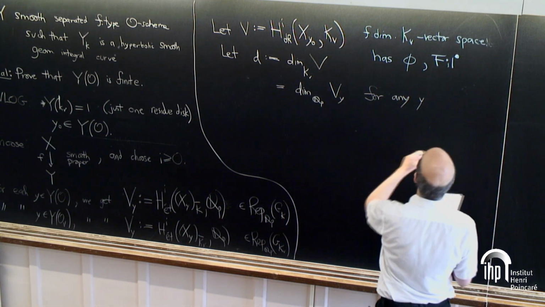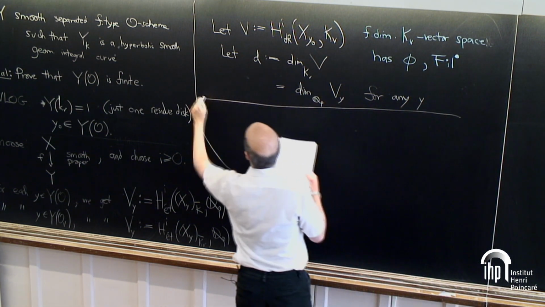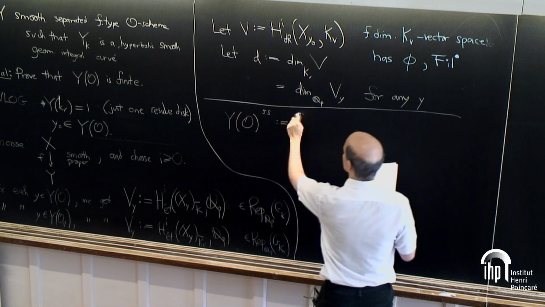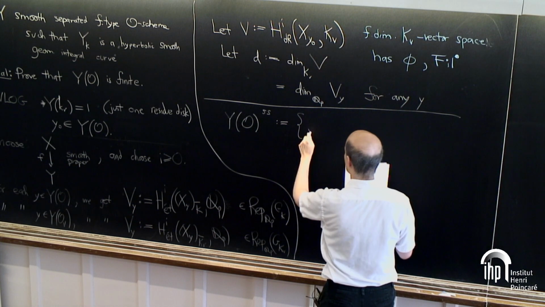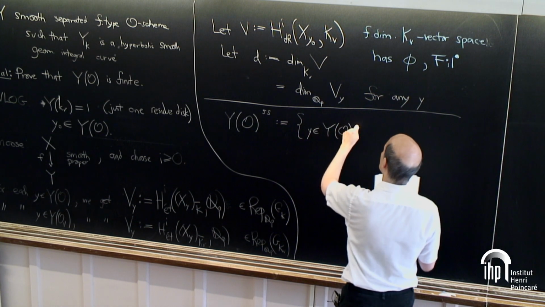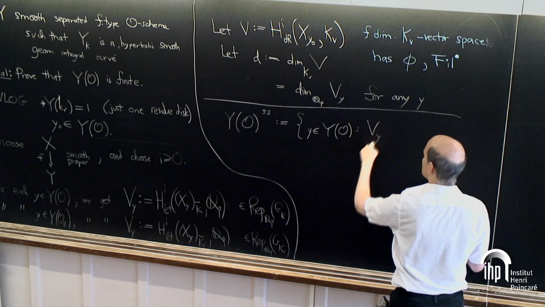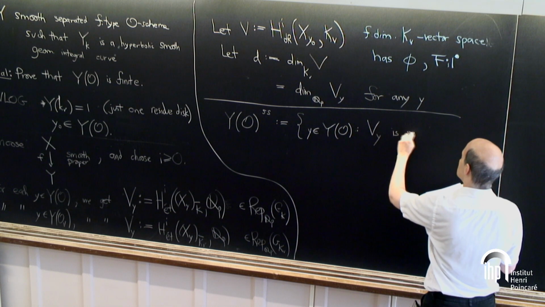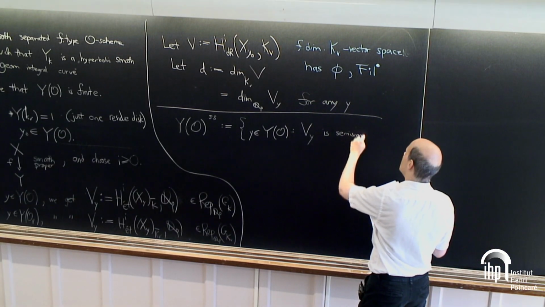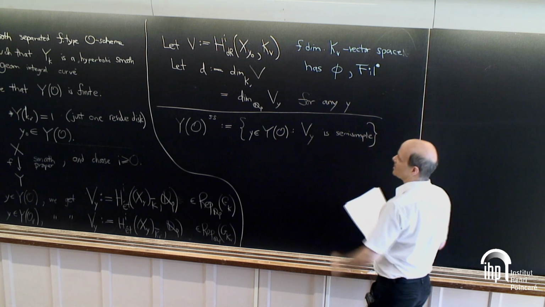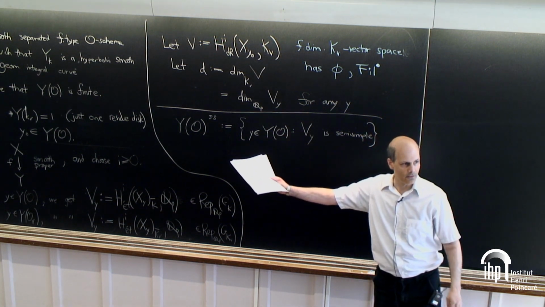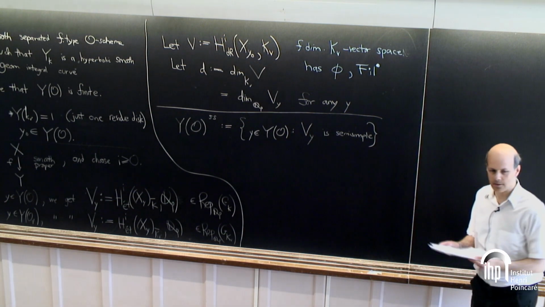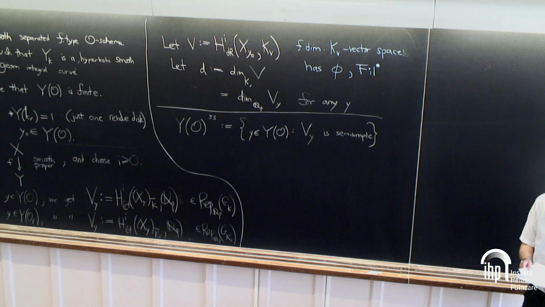Maybe one more piece of notation. If I put SS here, that means the set of points for which this global Galois representation is semi-simple. The reason I'm defining that set is because that's the only one for which the Faltings finiteness theorem will control. That is the theorem of Faltings we discussed two lectures ago.